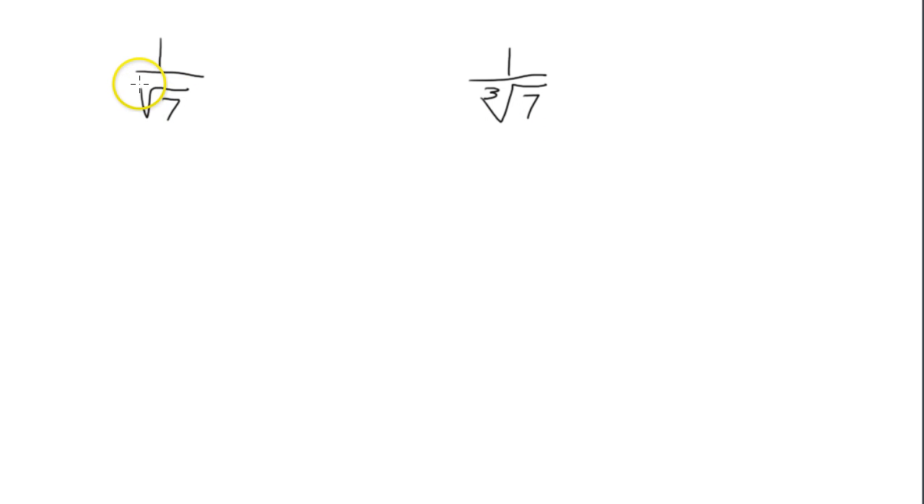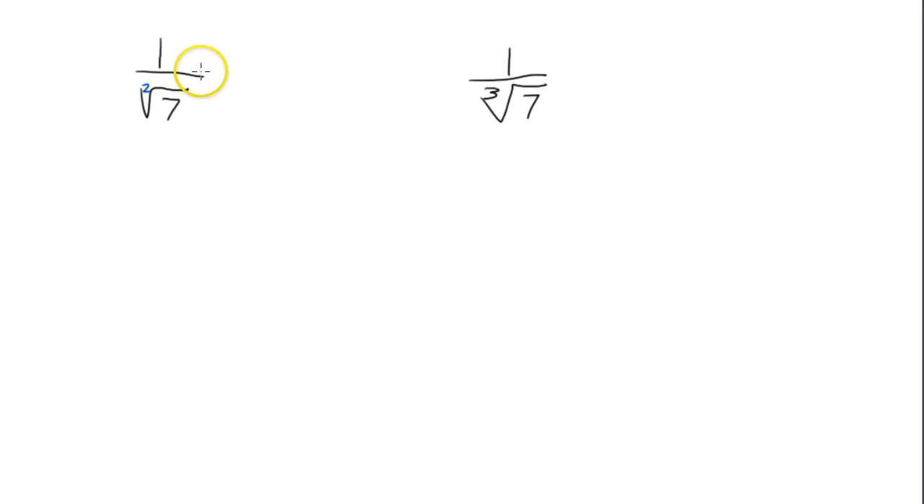I'm going to write this index, that's the number that's in there, in the crook of the radical sign. And that means the square root, the second root of 7. And over here is the third root of 7. So I'm going to work on these kind of simultaneously just because they're very similar.